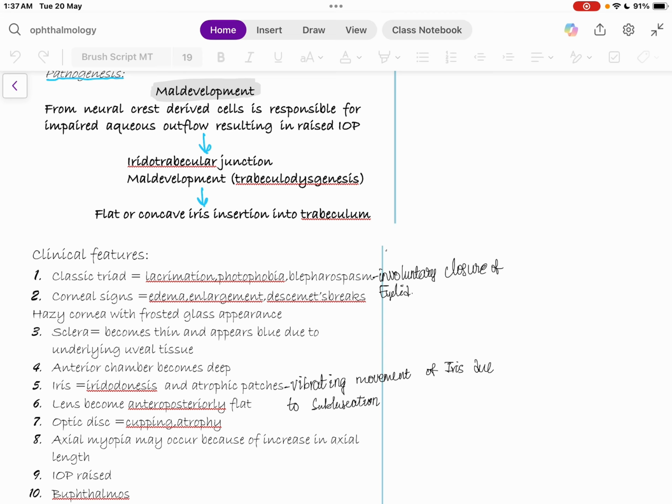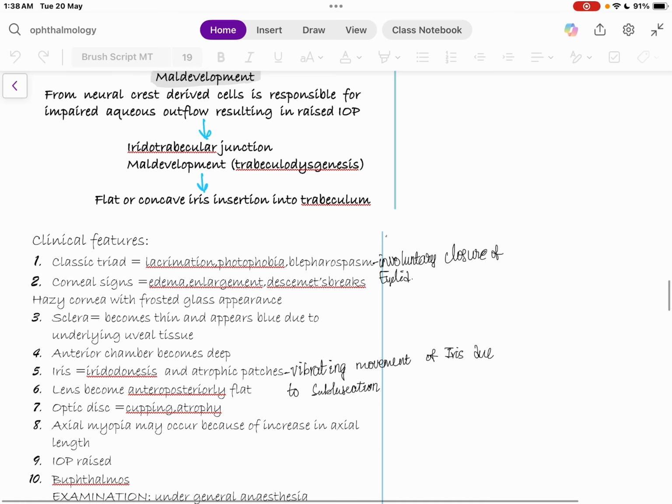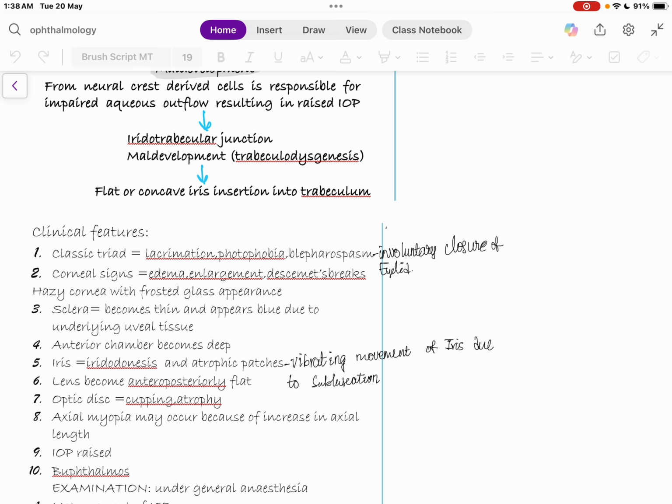uveal tissue. The anterior chamber becomes deep, with iridodonesis and atrophic patches, a vibrating movement of the iris due to subluxation. The lens becomes anteroposteriorly flat, with optic disc cupping and atrophy. Axial myopia may occur because of increase in axial length, as IOP is raised in buphthalmos.